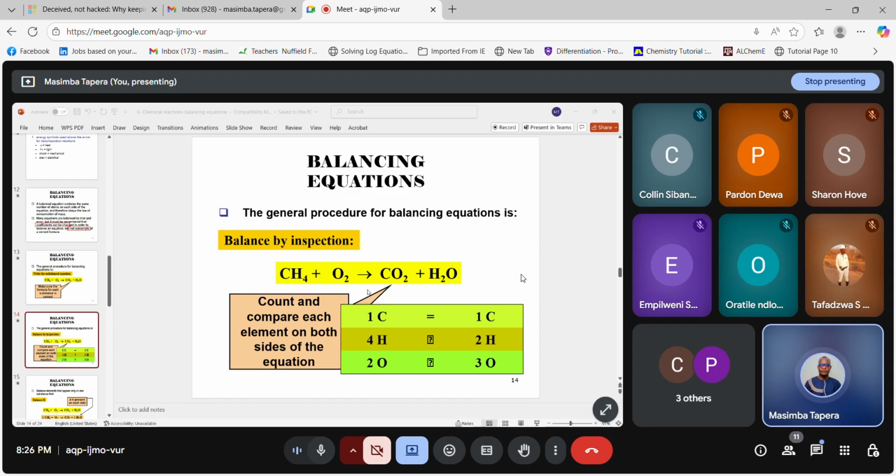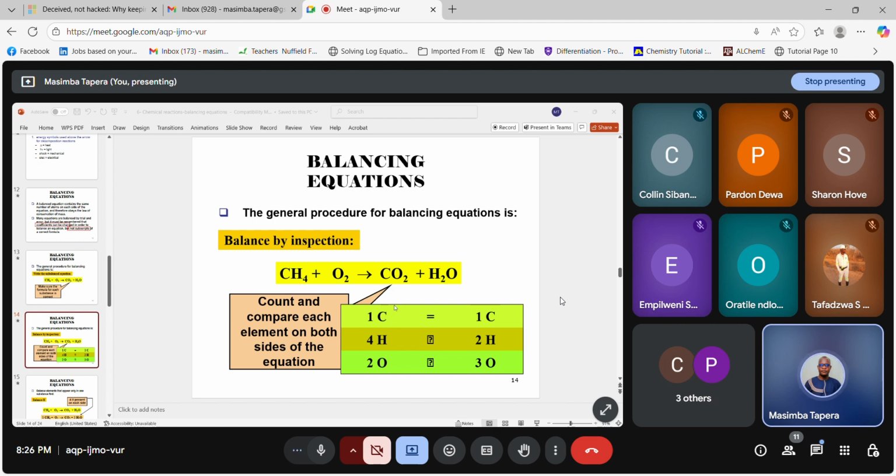Then from there, what's next? We have to move on to the next one, which is hydrogen. If you check, on one side we have H4, and on the other side we have H2. 4H and 2H. That's why we put a question mark here. It's not balanced. Hydrogen is not balanced. How do we balance it?